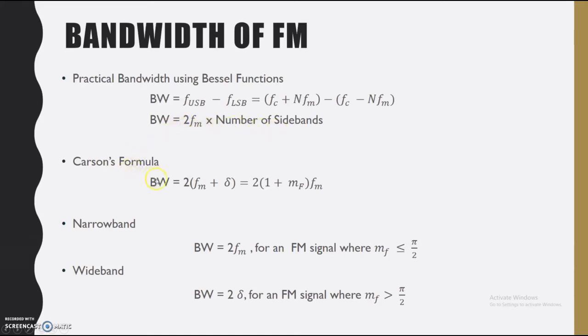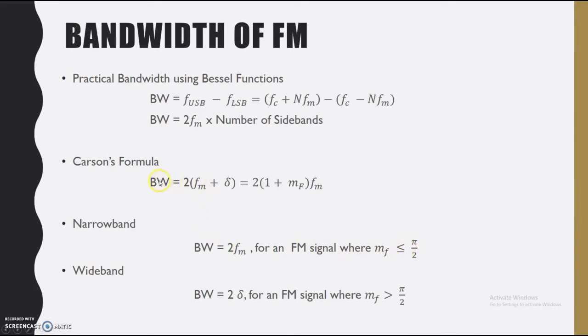In Carson's formula, bandwidth is equal to 2 times f sub m plus delta f, which is equal to 2 times 1 plus m sub f times f sub m. While for the narrowband, BW or bandwidth is equal to 2 times fm, for an FM signal where m sub f is less than pi over 2.